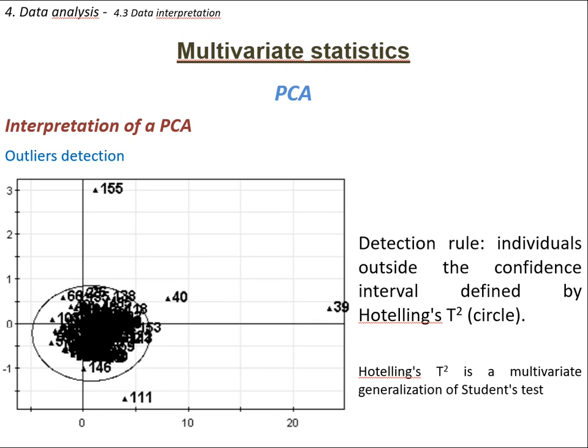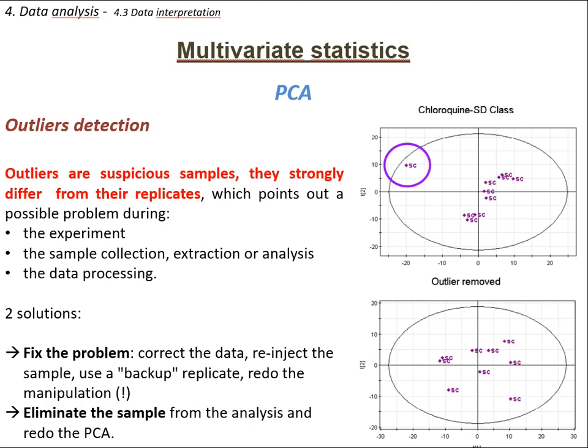And maybe something went wrong for one of these measurements, or maybe this is an interesting result, because you have atypical samples from atypical situations. So they usually point out to problems during the experiment, the sample collection, the extraction or analysis, or the data processing. So either you investigate and you fix the problem, you correct the data because something went wrong. Maybe sometimes you have to reanalyze the same compound.